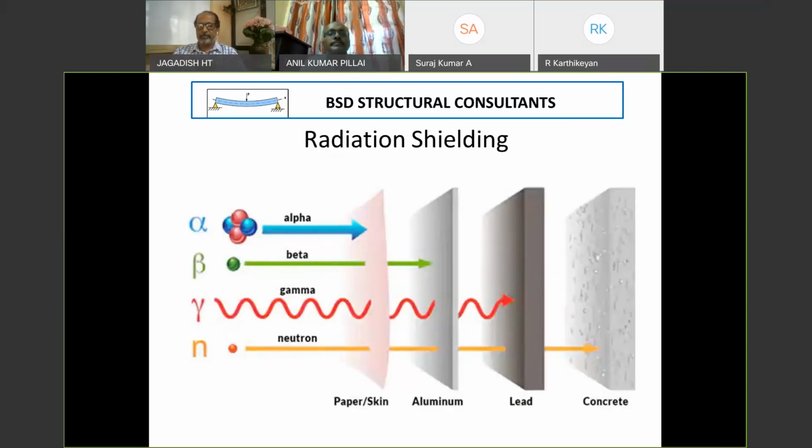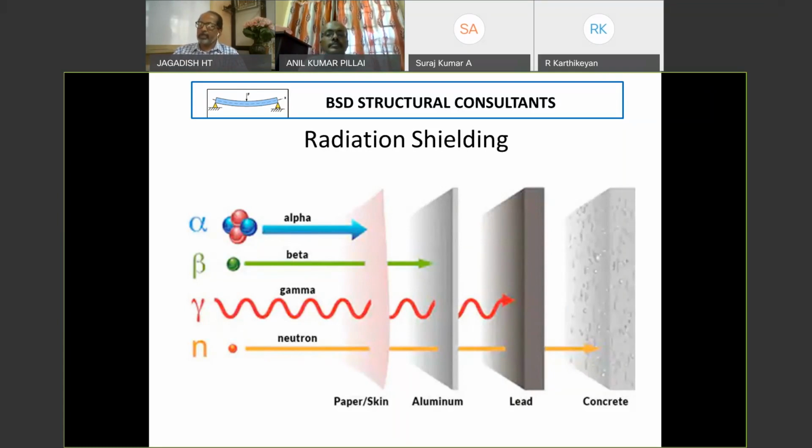It's just whatever was explained in the previous slide in a more pictorial way. You can see that all the 4 radiations can be stopped in this. The last is concrete. If you don't put lead, gamma ray can come up to concrete. I have to make concrete as heavy density, then I don't put lead. This is one way of stopping the radiation.